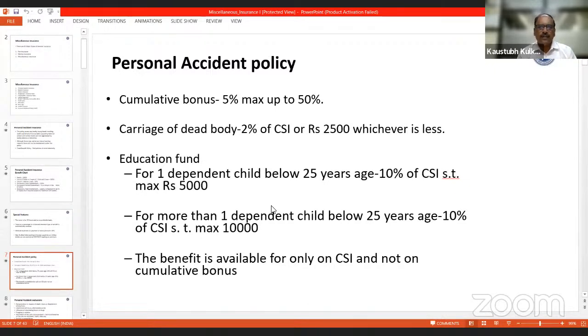So here you can make out the difference. What is capital sum insured and what is total sum insured? Whenever there is any claim, suppose the claim is of death in case of accident and his capital sum insured is 10 lakh, but the cumulative bonus is 50%. So in case of death, the coverage will be 15 lakhs, 10 lakhs capital sum insured and 5 lakhs cumulative bonus as earned by the insured. But when the coverage is as a special feature in case of education fund, the capital sum insured is only available for the benefit and cumulative bonus is not into consideration.